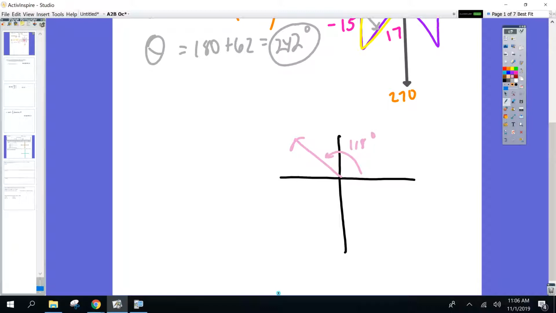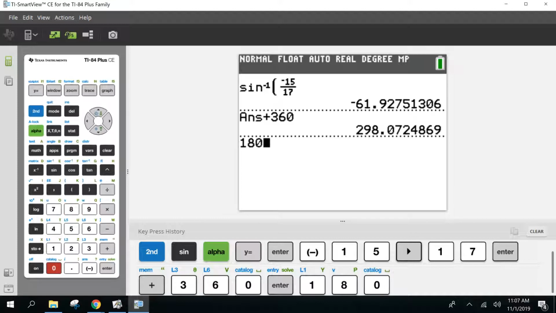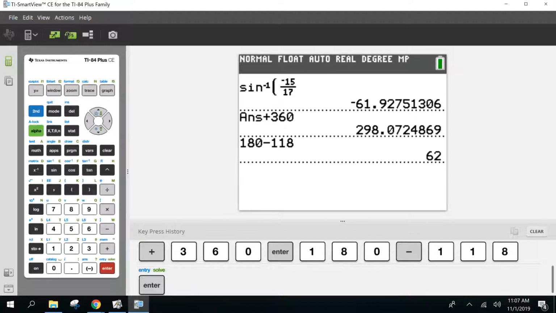So the reference angles always stay the same. So if you found your reference angle for 118, look where it becomes. 62. So now put that in the third. Okay, good? Good, Jill? Okay, good now? All right, good. Thank you, ladies, for bringing that up. Yes, Ashley?